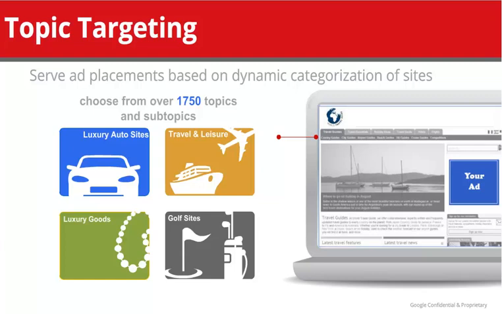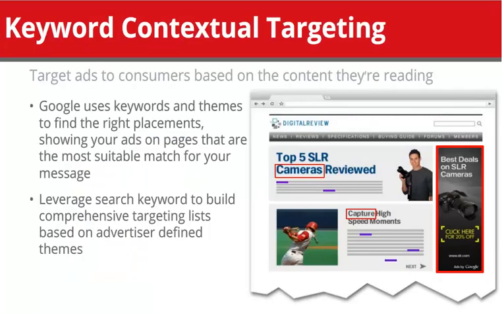Now we'll look at a targeting strategy that provides advertisers greater control by leveraging keywords. Keyword contextual targeting provides advertisers with more search-like controls, transparency, and optimization tools for their display campaigns, while helping to improve the user's overall web experience by showing them more relevant ads.